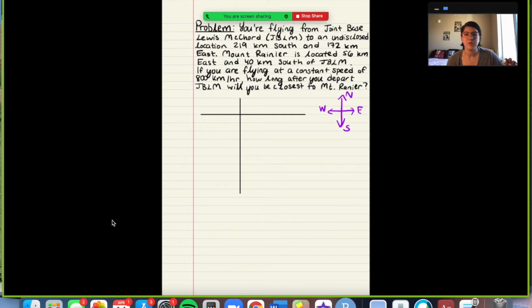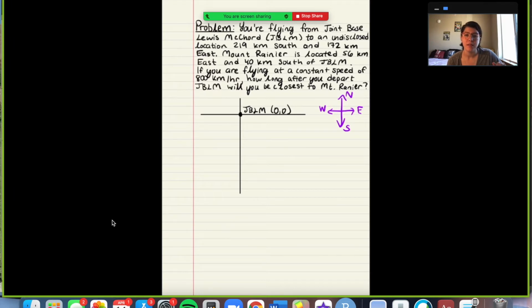So we're starting at Joint Base Lewis McChord. We get to pick where that is on our coordinate plane, and I'm going to just put that at the origin. So we're going to assume that this is where we start. This is Joint Base Lewis McChord, and its coordinates are 0, 0, because it's the origin. And so we're flying to an undisclosed location, and I'll label this UL, 219 kilometers south and 172 kilometers east.